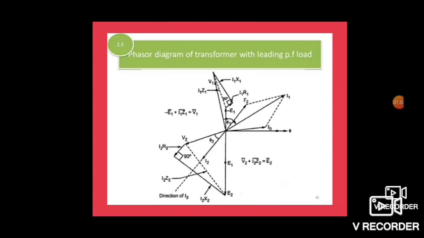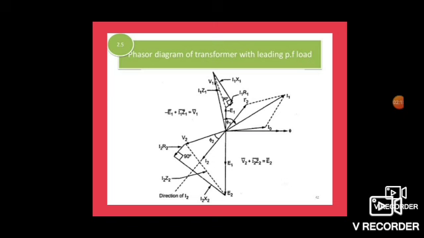Next, the phasor diagram of transformer with leading power factor load. The same thing, phi is taken as reference. First we have to draw I0 and I2 dash. I2 dash is opposite to I2. The resultant of I0 and I2 dash is called I1. Then we have to draw E1 and E2 opposite to the applied voltage. Therefore, phi is 90 degrees with E1 and E2. E1 and E2 are in the same phase.